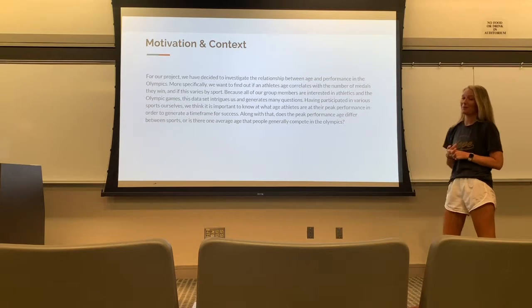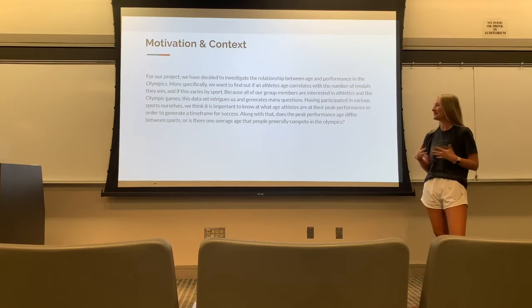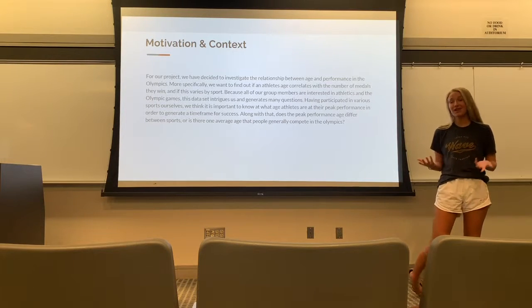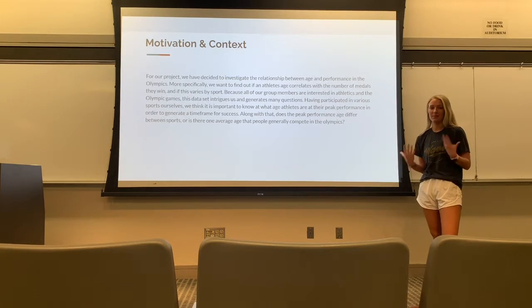Because all of our group members are interested in athletics and the Olympic Games, this data set intrigues us and generates many questions. Having participated in various sports ourselves, we think it's important to know at what age athletes are at their peak performance in order to generate a time frame for success. Along with that, does the peak performance age differ between sports, or is there one age that people generally compete in when they compete in the Olympics?